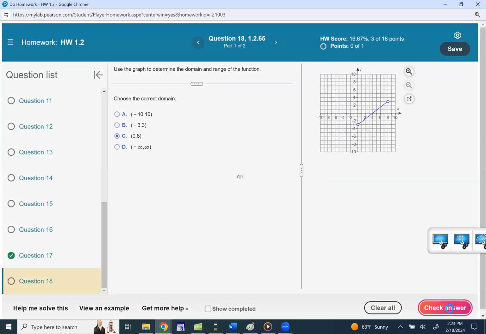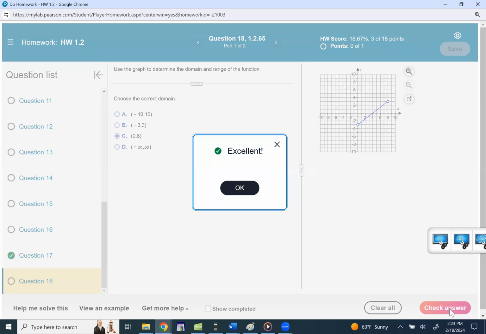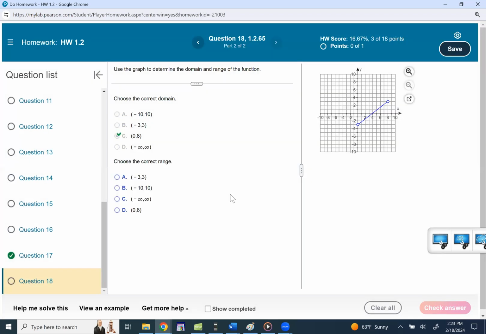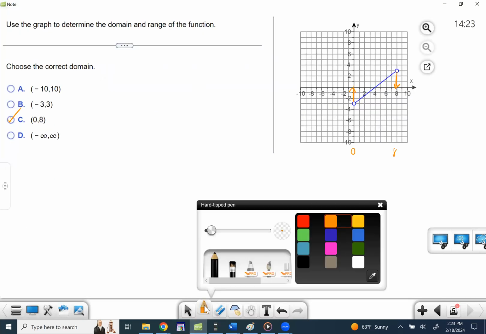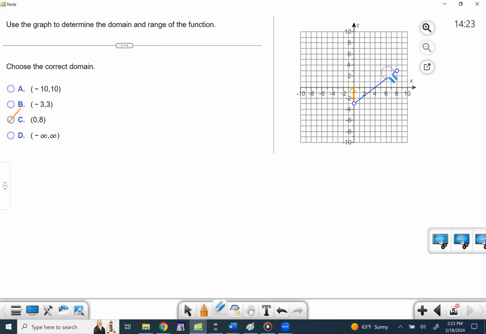Okay. But now it wants to know what's the range. So the range is kind of the same thing, but you're just going to be doing it in the y direction instead. So let me erase some of this off. So we're starting fresh again.